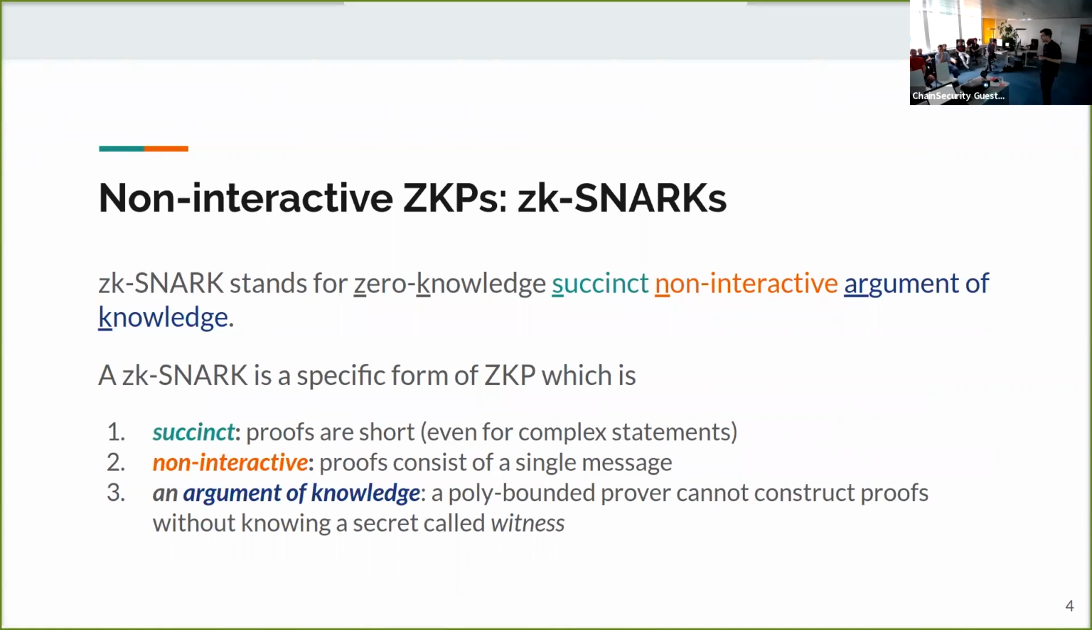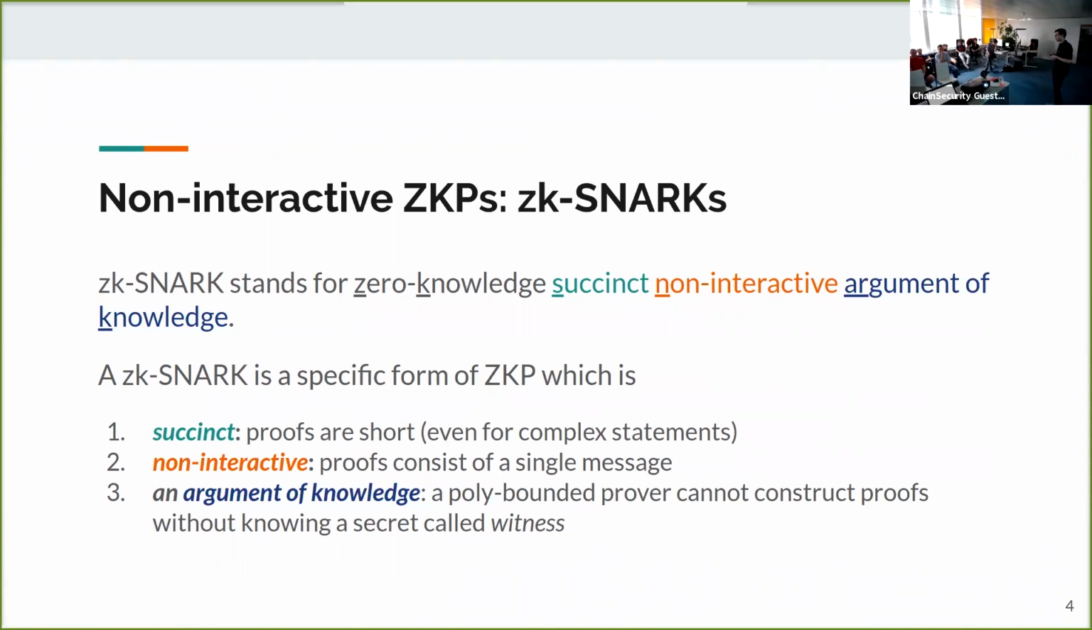And if we also link this back to our examples in the beginning, for example, the Sudoku puzzle, this would mean that if it's an argument of knowledge, the prover will not be able to construct a proof without knowing a specific solution to the Sudoku puzzle. And therefore, he would be proving actually a stronger statement. He would be proving, I know a specific solution to this Sudoku puzzle, which obviously implies that the Sudoku puzzle is solvable. There's a slight nuance here.